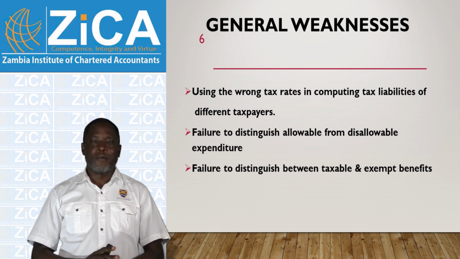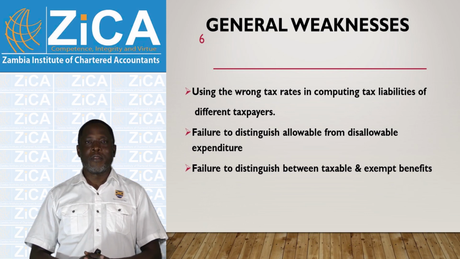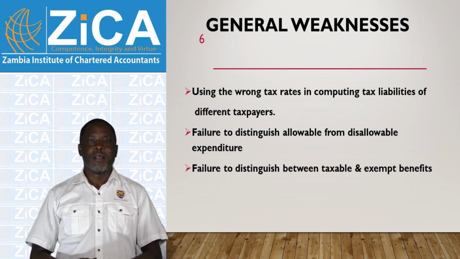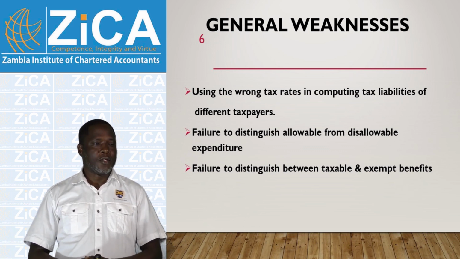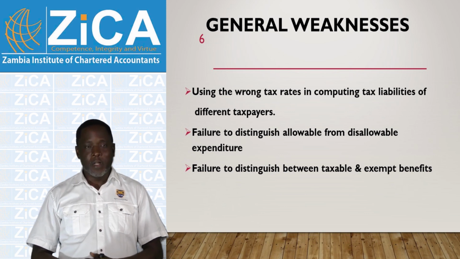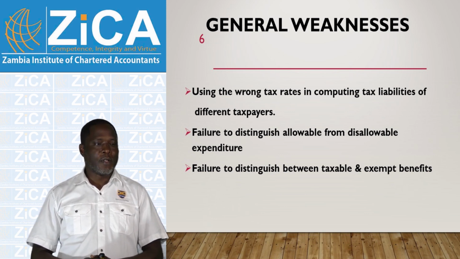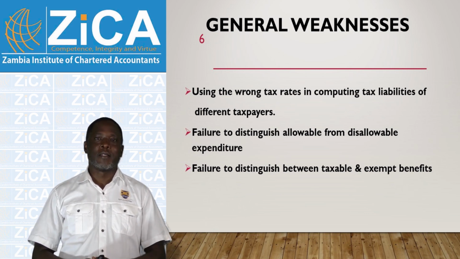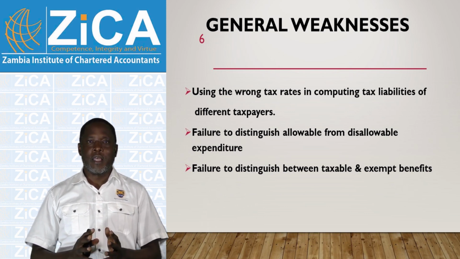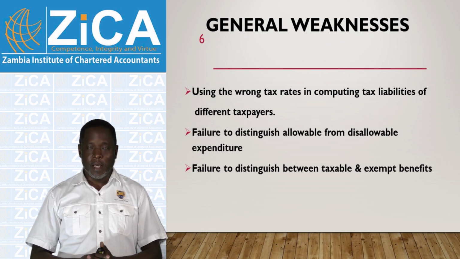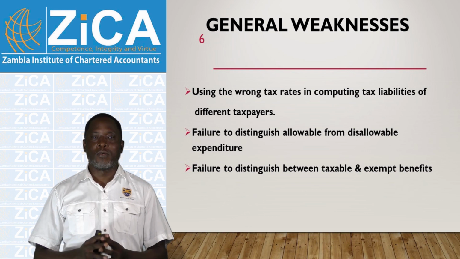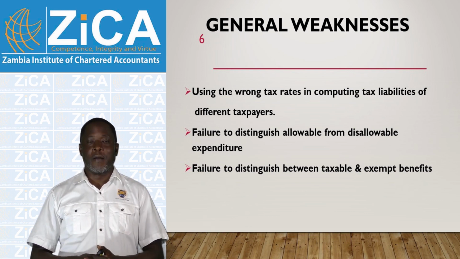Now, let us have a look at the general weaknesses which most candidates sitting for these papers demonstrate, which results in poor performance in the examinations. So one of the most commonly made mistakes include the use of wrong tax rates to compute the tax liabilities for different taxpayers. So instead of using the individual tax bands for individuals when calculating the tax liabilities of individuals, you may find that a student is using the tax rates for a company.